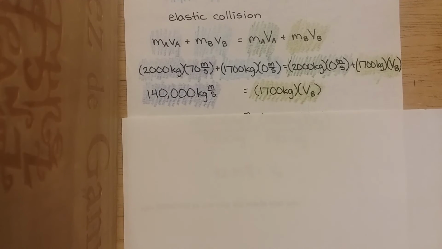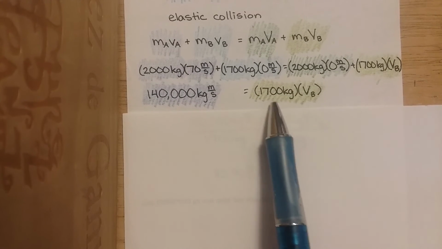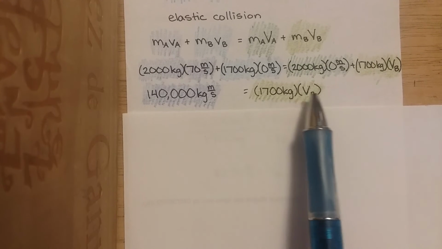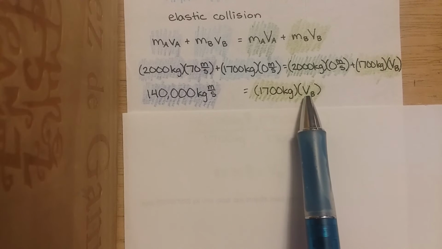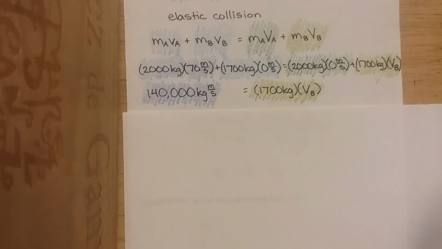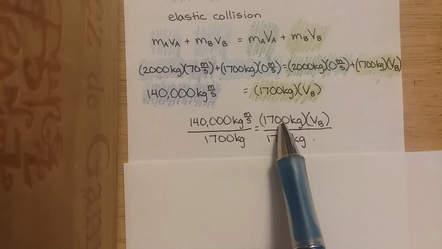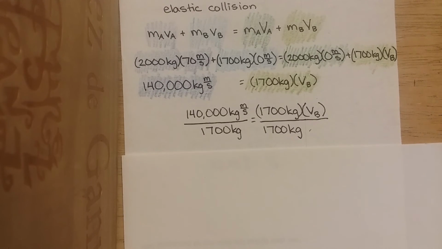The next thing I'm going to do is divide both sides by the coefficient here. The coefficient is the number that's times or multiplied by the unknown. The number times the letter is what I often say. So we're going to divide both sides by 1,700. Anything divided by itself is just 1. And 1 times VB will just be VB.